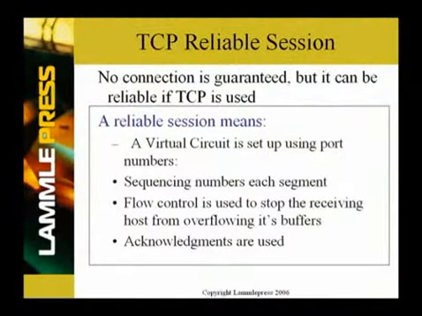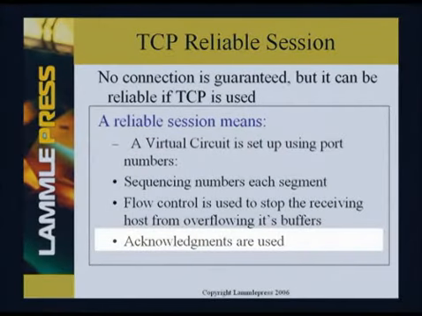So what this means is the receiver can control the transmission speed from the source host, so the receiving host does not overflow its buffers. And lastly, a virtual circuit or reliable session means that acknowledgments will be used. And TCP by default uses something called windowing, and we'll talk about that more in a minute.